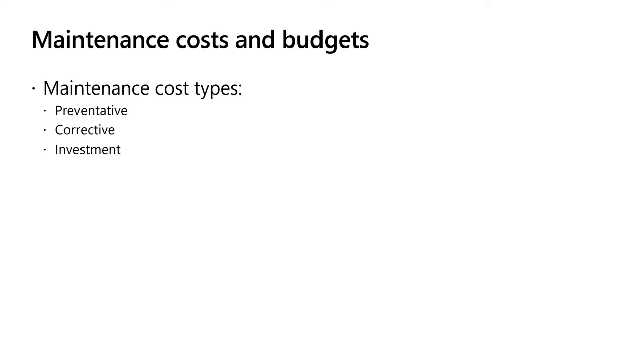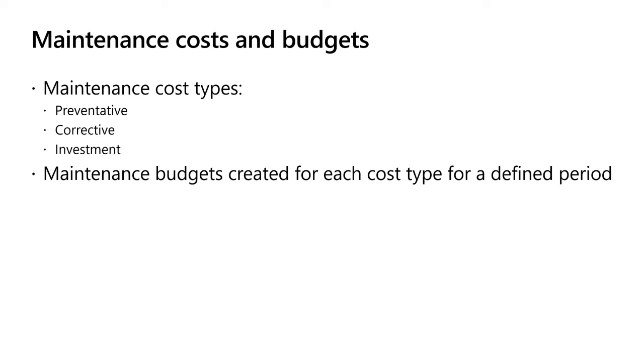We also have the ability with maintenance to break down the types of costs and then create budgets for them. Our maintenance cost types in the system are preventative, corrective, and investment. So those are the three ways we can categorize our maintenance costs. And then for each cost type that I just defined, we can create a budget for that cost in the period to set a benchmark for our expected maintenance costs.